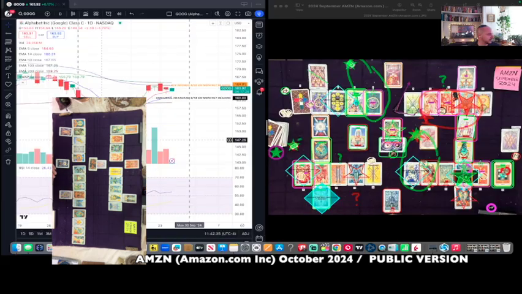Looks like I pretty much nailed that low that we had on the 9th and then revisited on the 11th. I have it for the 12th, ended up being the 11th, so one day off there, but pretty significant move to the upside out of that low.